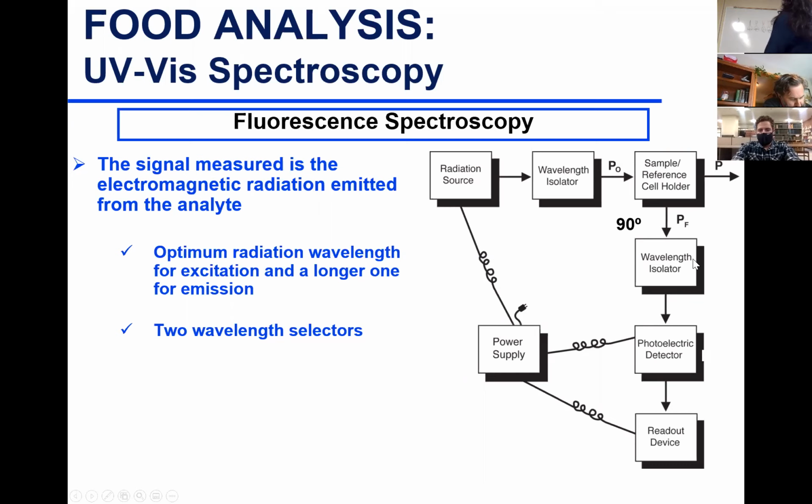And then that wavelength that you want to measure emission at gets isolated, goes to the detector, and you get your readout. Okay? So in fluorescence, we're not measuring transmitted light, we're measuring the fluorescent light or the emitted light. That's all you need to remember, and that's the end of that.